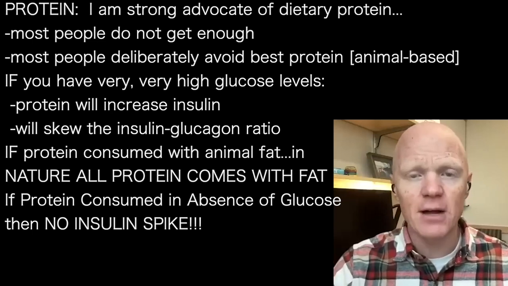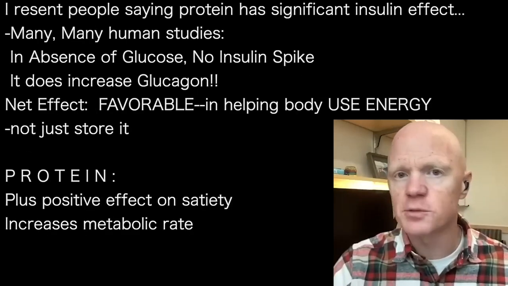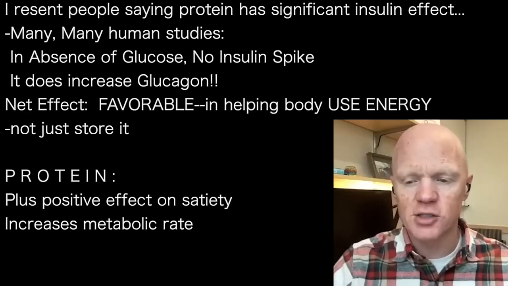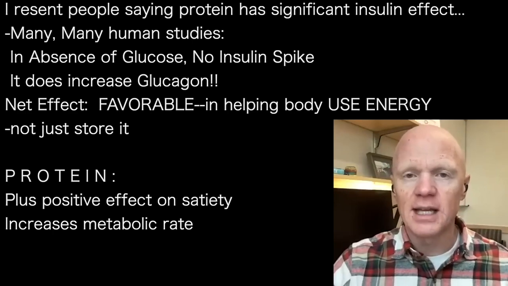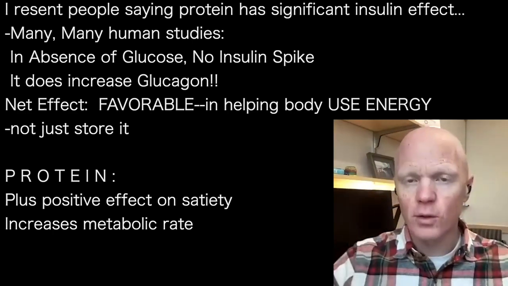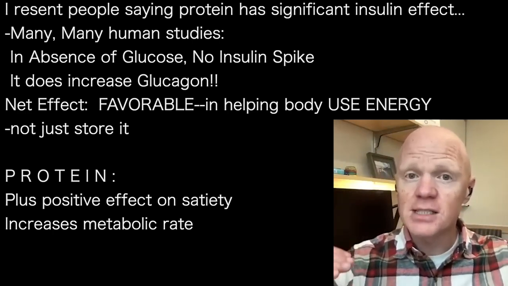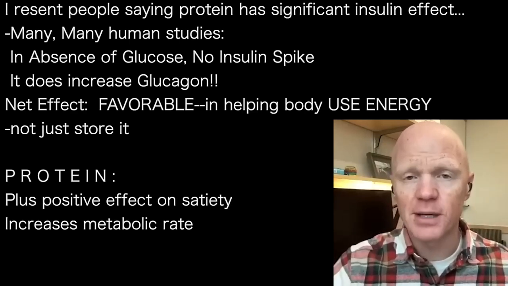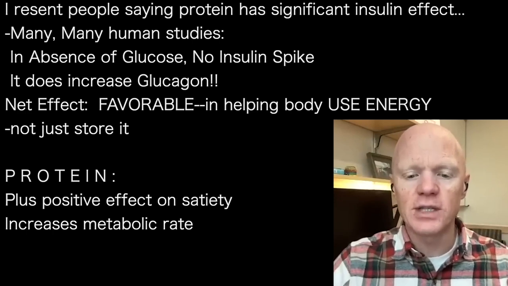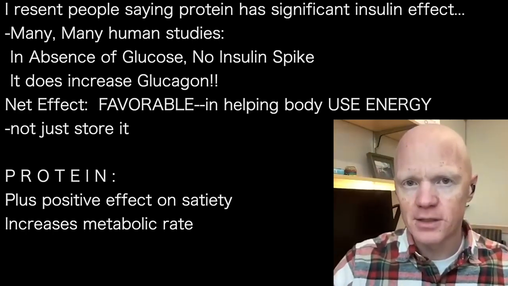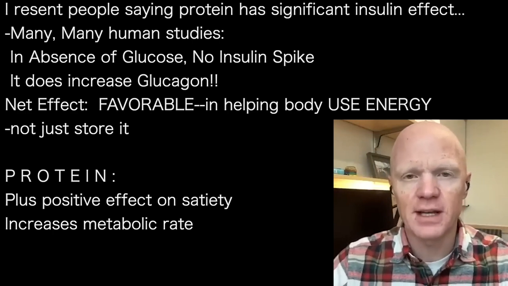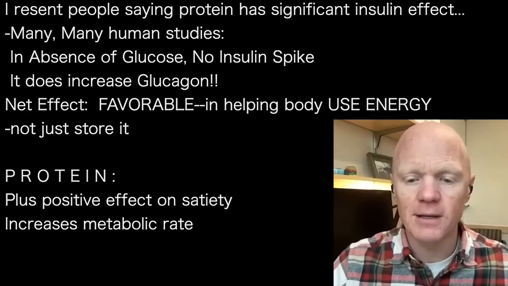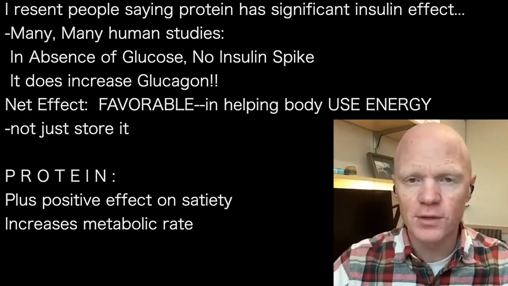And this has actually played out in multiple human studies. I very much resent people saying that protein has a significant insulin effect, because I can disprove that so readily through so many human studies. It doesn't in the absence of glucose or in a normal glucose level, but it does increase glucagon. And so overall, the net metabolic effect of the protein is metabolically favorable in that it is going to help the body use energy rather than just store it. Not to mention the fact that protein has a very good effect on satiety, and protein increases metabolic rate because of the act of digesting and absorbing it more than the other nutrients do.